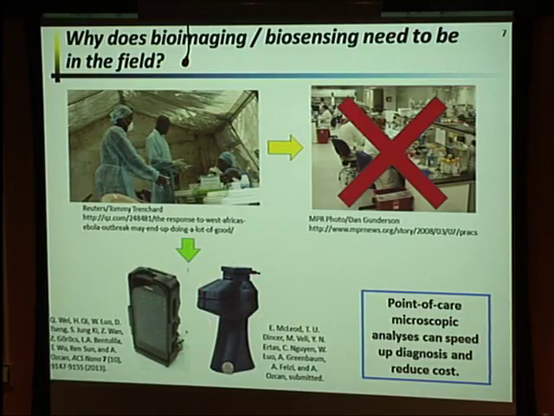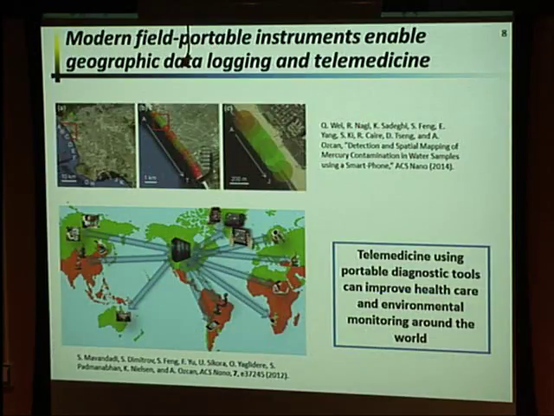So in a lot of cases, this will be interfacing something with smartphones. In other cases, it's small, portable pieces of equipment that could plug into, say, a laptop or a tablet. And the idea is that this can speed up diagnosis and reduce cost. And then the other advantage is that you can enable telemedicine. If you have these sorts of platforms where they can track the location where these diagnoses are being made, you can very easily bring up these sorts of heat maps of where things are happening.